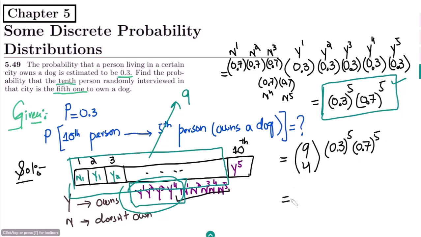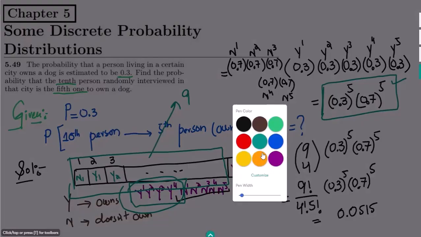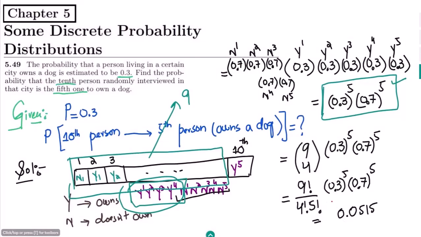Finding it here, we will get 9 factorial divided by 4 factorial, and 9 minus 4 is 5 factorial, multiplied by 0.3 raised to the power 5 and 0.7 raised to the power 5. Now multiplying them and finding the answer, we will get 0.0515, and that is basically the solution of our question 5.49.